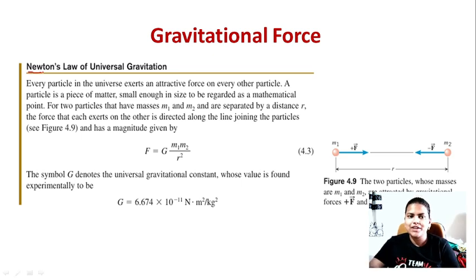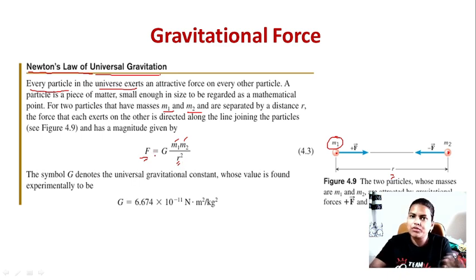The first topic is Newton's law of universal gravitation. Every particle in the universe exerts an attractive force on every other particle, and the particle size should be small enough that we can consider it a point mass. For two point masses m1 and m2 separated by a distance r, the force is directly proportional to the product of the masses and inversely proportional to the square of the distance between them.